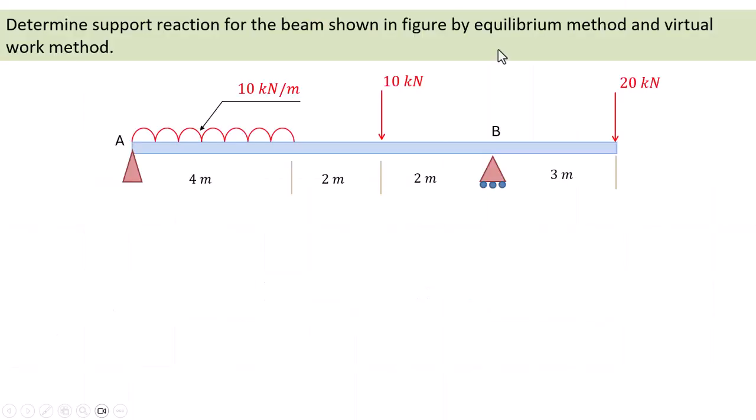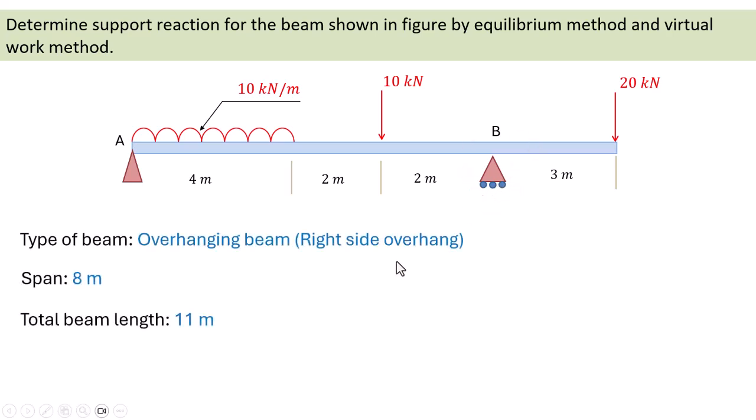In this video lesson, we are going to find the support reactions of beams subjected to loads. This is the problem statement. We have an overhanging beam with a hinge support at A and a roller support at B. There are several methods to find support reactions of a beam.